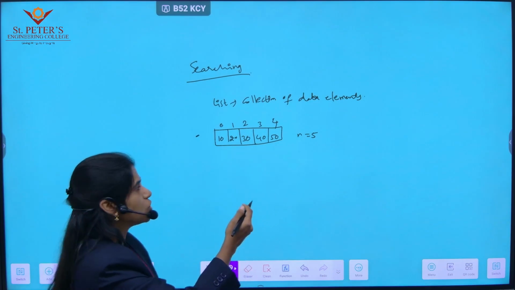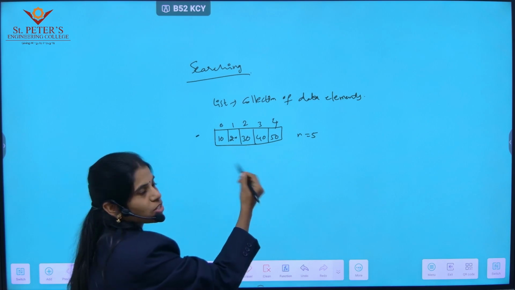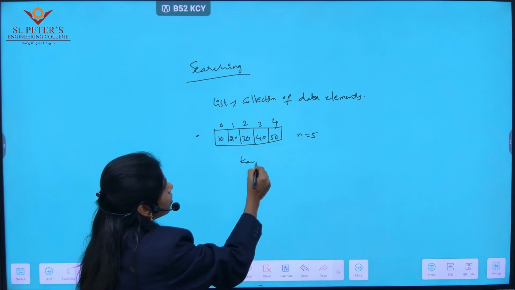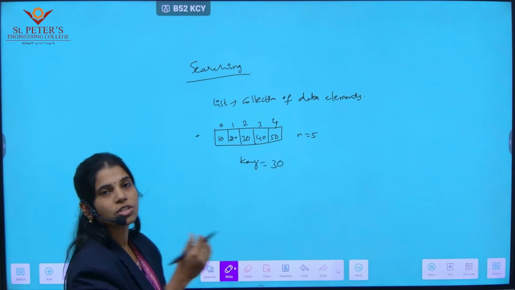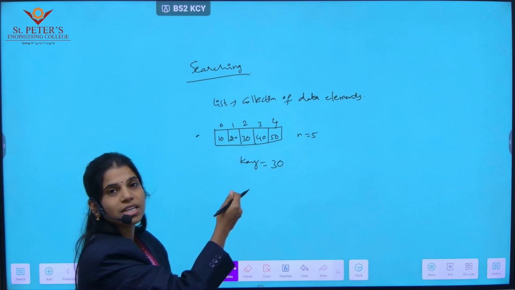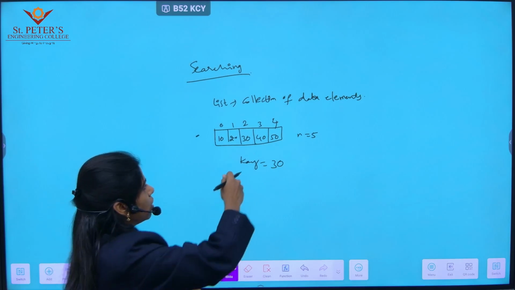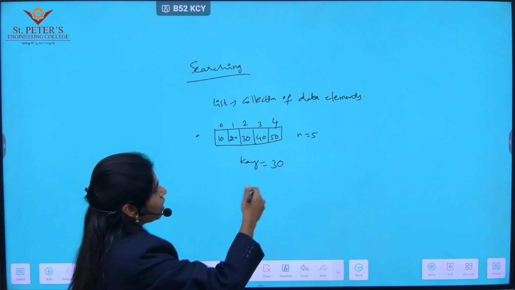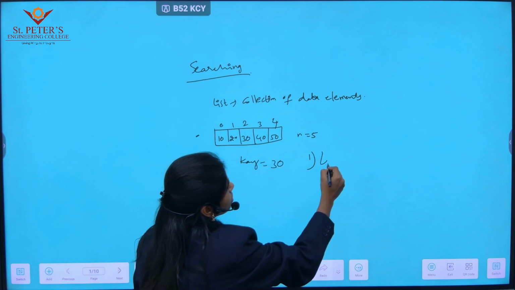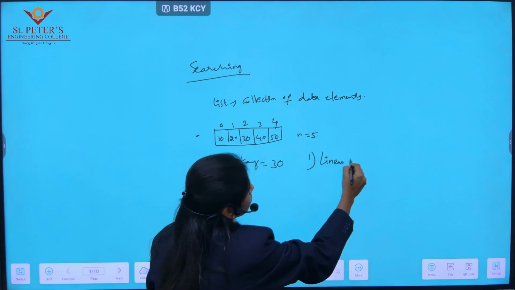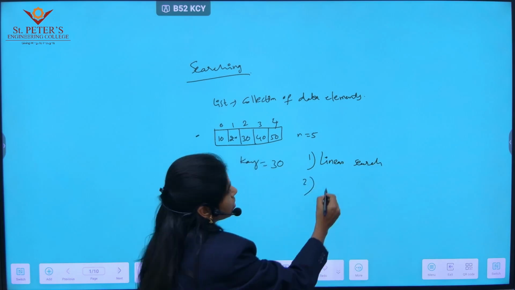Now suppose you want to search for an element; my search element is called the key element. The key element is 30. I am going to search whether this element is there or not, and if it is there, in which position it is there. The searching is going to be done in two different methods. The first method is linear search. The second one is binary search.